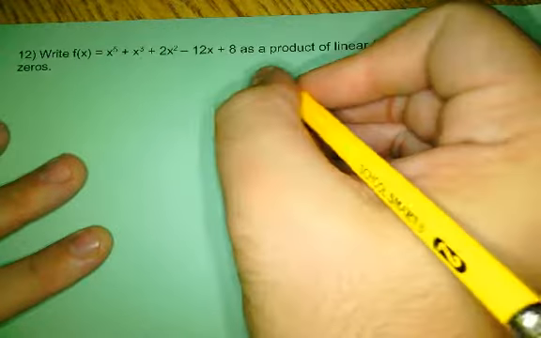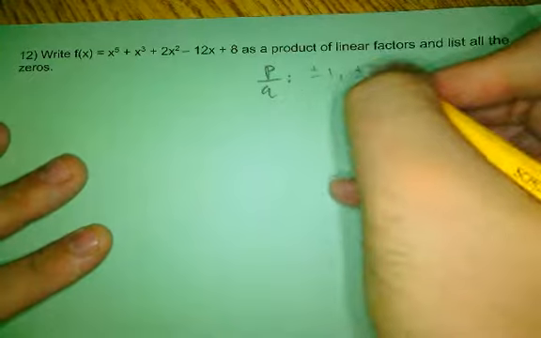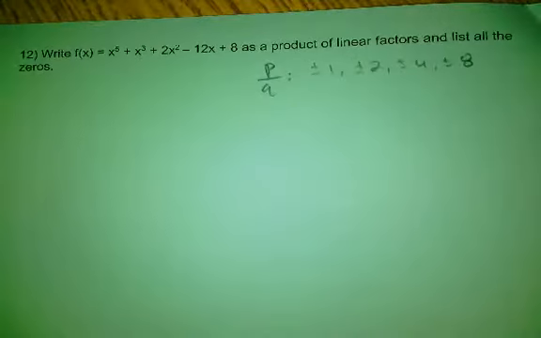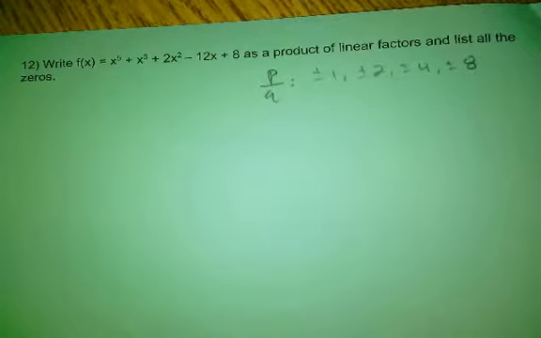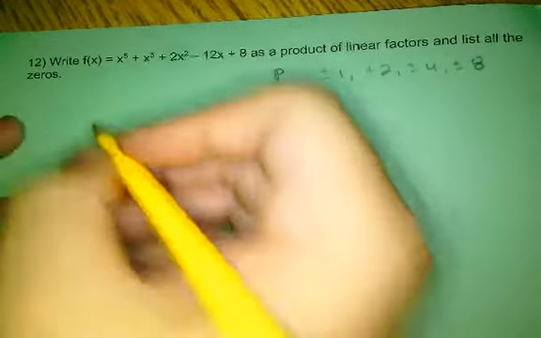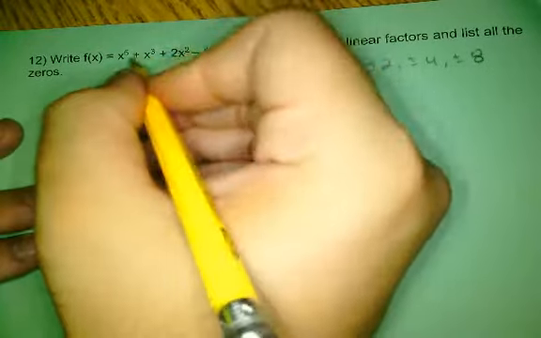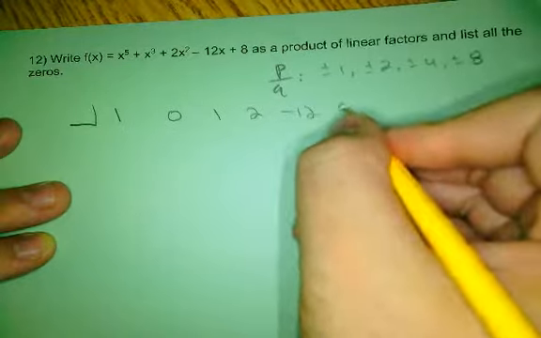So what's my P over Q going to be? You said plus and minus 1, plus and minus 2, plus and minus 4, plus and minus 8. Brilliant. How'd you get that? Oh, because P was 8 and Q was 1. Since it's 1, there's no fractions that are going to be involved here. So 1, 0, don't forget placeholder for that 4. 1, 0, 1, 2, negative 12, 8.